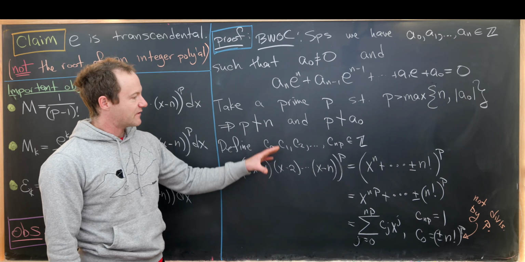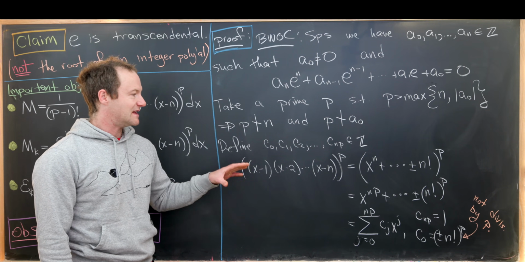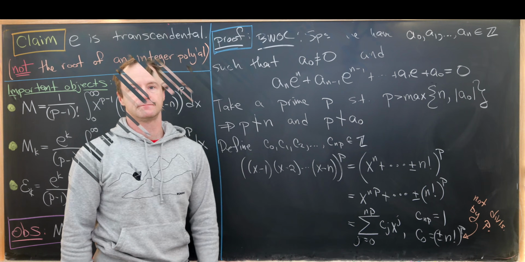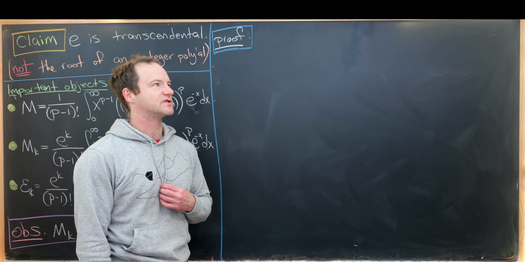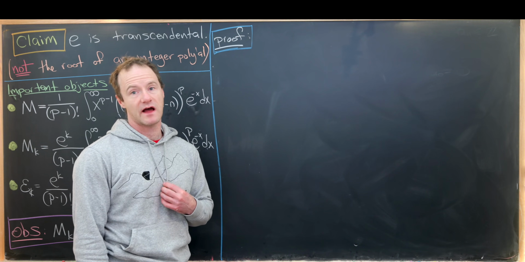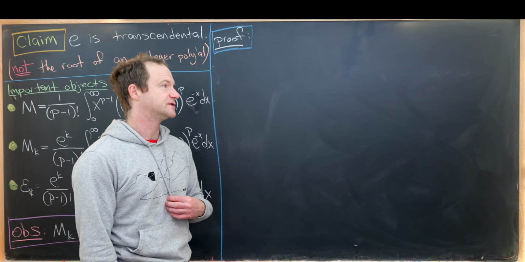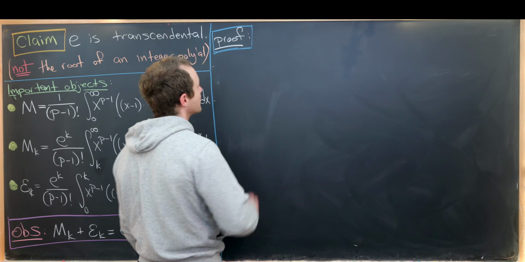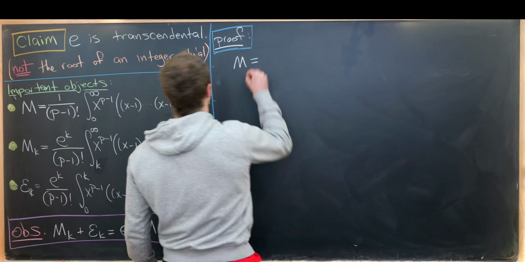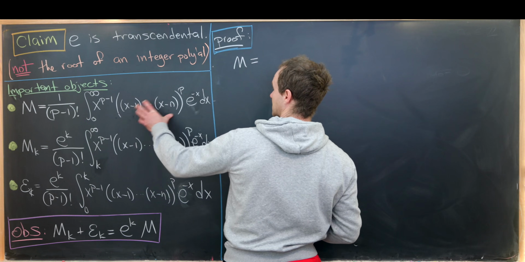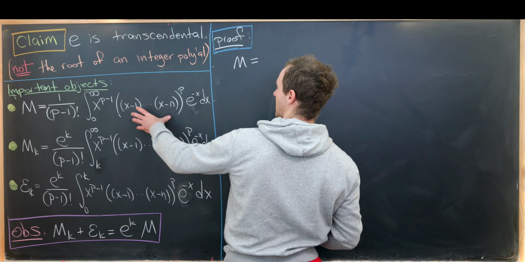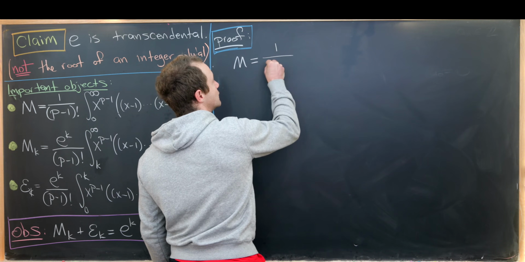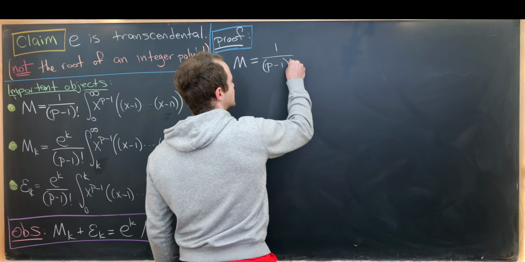Okay, so now that we've got this set up, we want to investigate something about this capital M number. So let's keep in mind these numbers c_j that we looked at on the last board, and let's use them to argue something about this number M. So I'm going to take this number M, and instead of rewriting it like this with this integral, I'm going to rewrite it with the way we expanded this polynomial. So this will be 1 over (p minus 1) factorial.